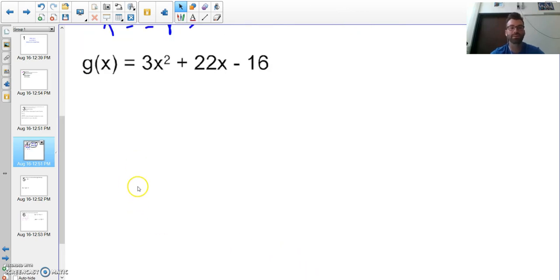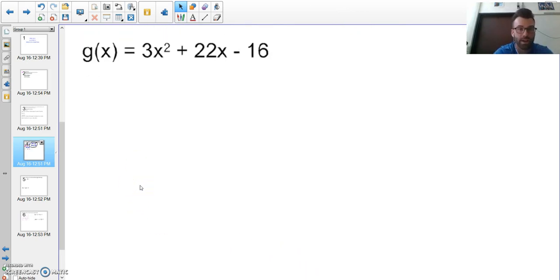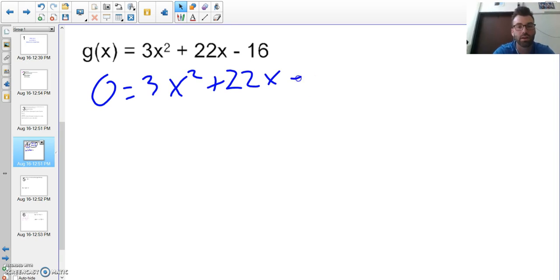Okay, so here we go. Next one: 0 equals 3x squared plus 22x minus 16. The first question we should ask ourselves when factoring is, is there a GCF, a greatest common factor here? Is 3 a factor of 22? Is 3 a factor of 16? No chance, it is not.